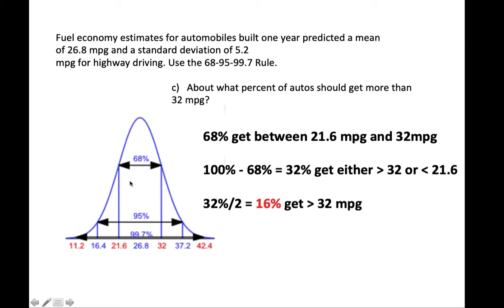Well, 68% get between 21.6 and 32. 100% minus that is 32%. So 32% is either getting more than 32 or less than 21.6. So if we want to know what percent get more than 32, that would be this upper tail, and this upper tail would be half of that figure. Both tails combined are 32%. So this upper tail all by itself is 16%.